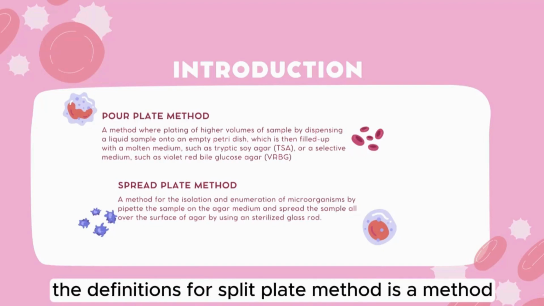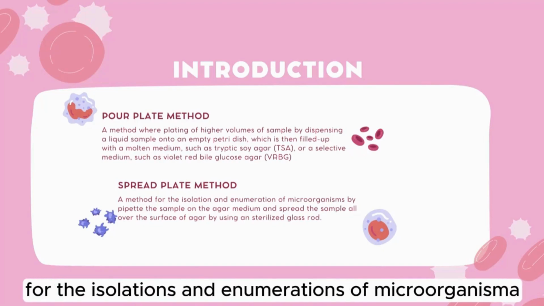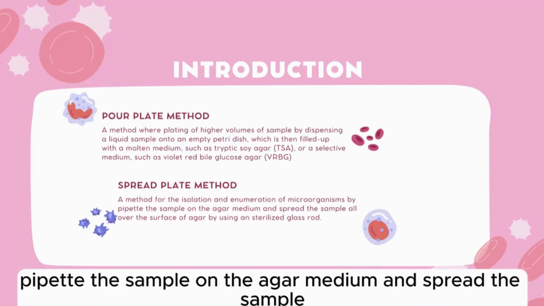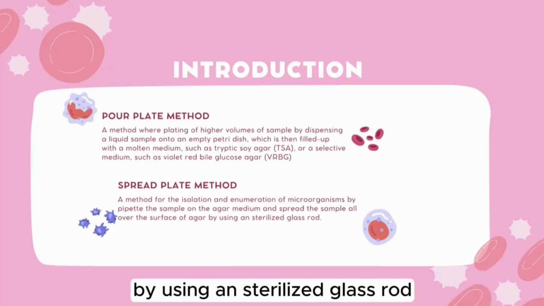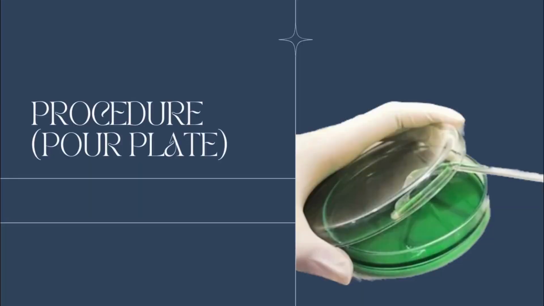The definition for the spread plate method is a method for the isolation and enumeration of microorganisms by pipetting the sample on the agar medium and spreading this sample all over the surface of the agar using a sterilized glass rod.